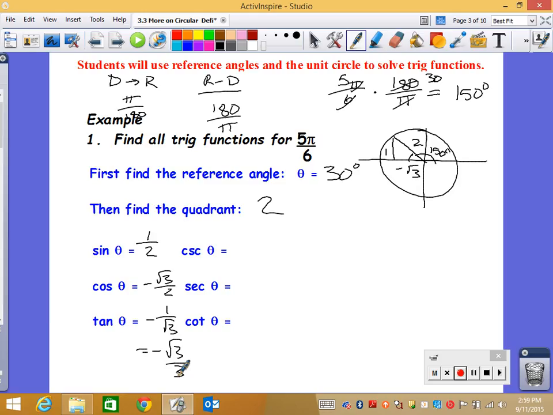Cosecant, we flip sine, so we get 2 over 1, or just 2. Secant, we flip cosine, so we get negative 2 over root 3. We rationalize that by multiplying by root 3 over root 3, and we get negative 2 root 3 over 3. And lastly, cotangent, I'm going to flip negative 1 over root 3, so then we don't have to rationalize again. So we just get a negative root 3. So that's using our unit circle to find our 6 trig functions.